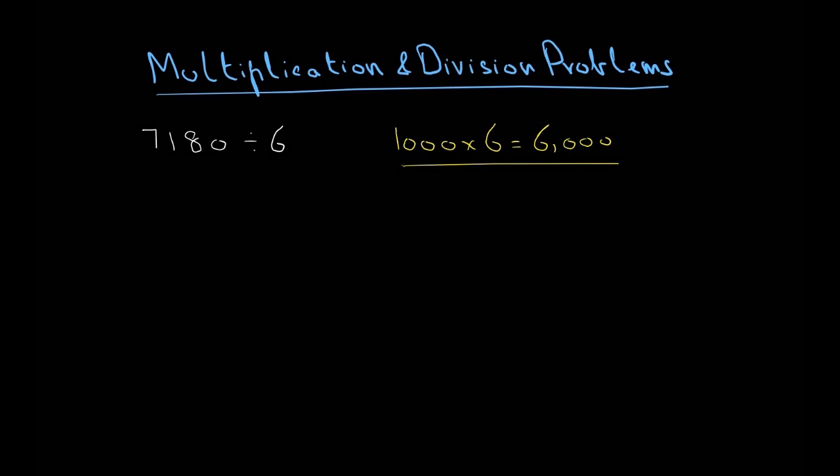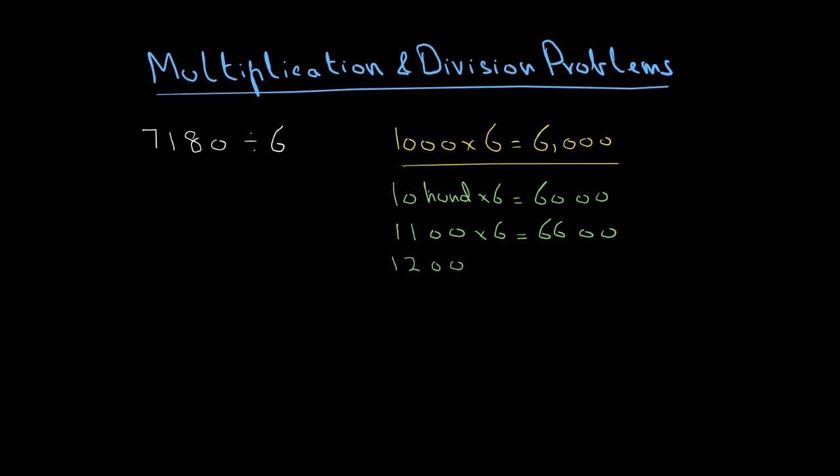So now let's think of 1,000 as 10 hundreds. If I think of 10 hundreds and I multiply it by 6, I'm going to get 60 hundreds, which is exactly correct. But now, given that I know 10 hundreds multiplied by 6 is 60 hundreds, I can do a bit better. If I try 11 hundreds multiplied by 6, that's going to be 66 hundreds. And 12 hundreds multiplied by 6 will give me 72 hundreds.